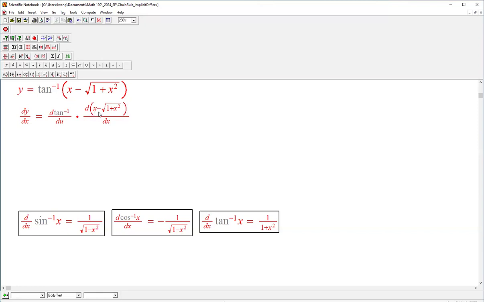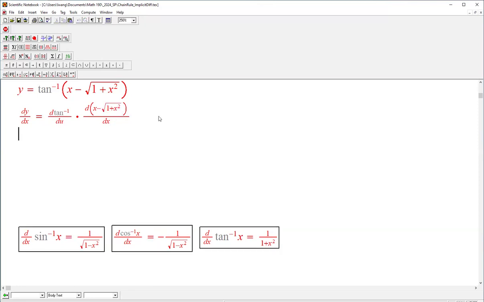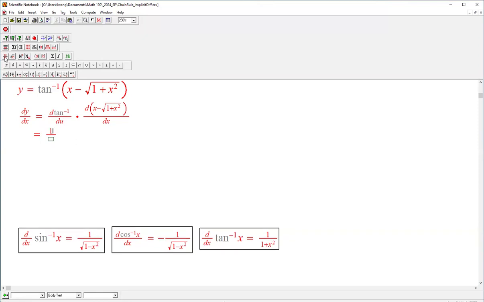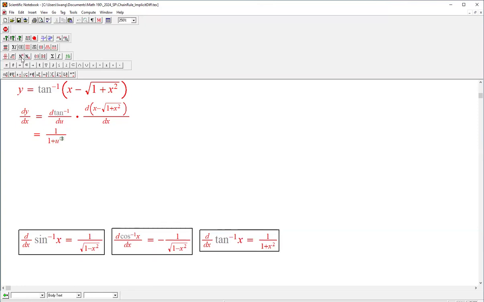To find the derivative of u, we're going to have to apply the derivative of a difference, and we're going to use the chain rule again. Let's write it a little bit like that, which makes it a little easier to read. For this part, we're going to have 1 over 1 plus u squared. I hope everybody is working with me with paper and pencil.